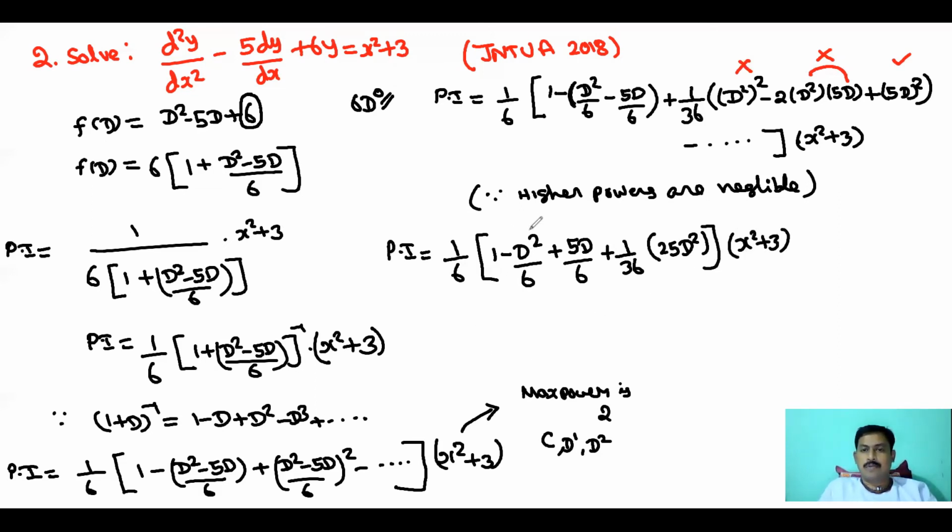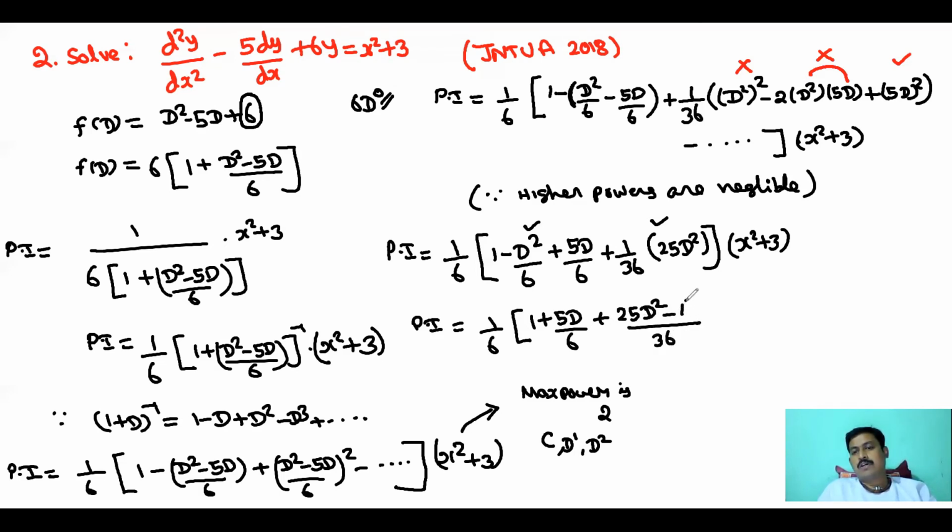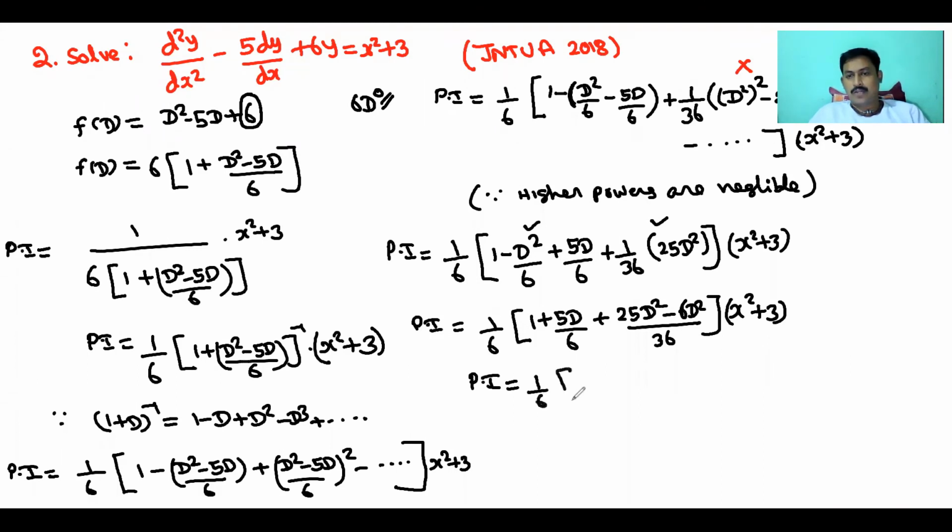Now if you want, you can simplify these two by taking LCM as 36. So 1 by 6 into 1 plus, first I will write the D term, then the D square term, that is 25 D square. Here LCM is 36, so we have to multiply this by 6 D square, into x square plus 3. PI equals 1 by 6 into 1 plus 5D by 6. If you simplify this, 19 D square by 36, into x square plus 3.